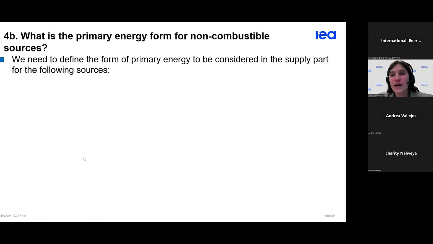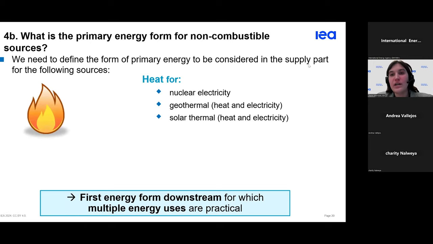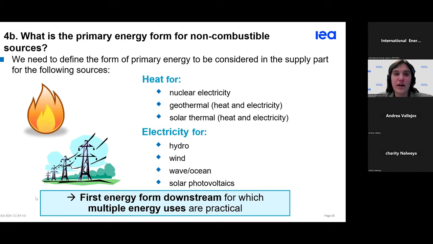So the first step is defining what is the primary energy to be considered in the supply part for each energy product. So we consider the first primary energy form downstream for which multiple energy uses are practical. So this is heat for nuclear, geothermal, and solar thermal energy products. And this is electricity for hydro, wind, wave and ocean, and solar. So these are the primary energy forms for these products. And the primary energy form is defined as the first downstream form for which multiple energy uses are practical.